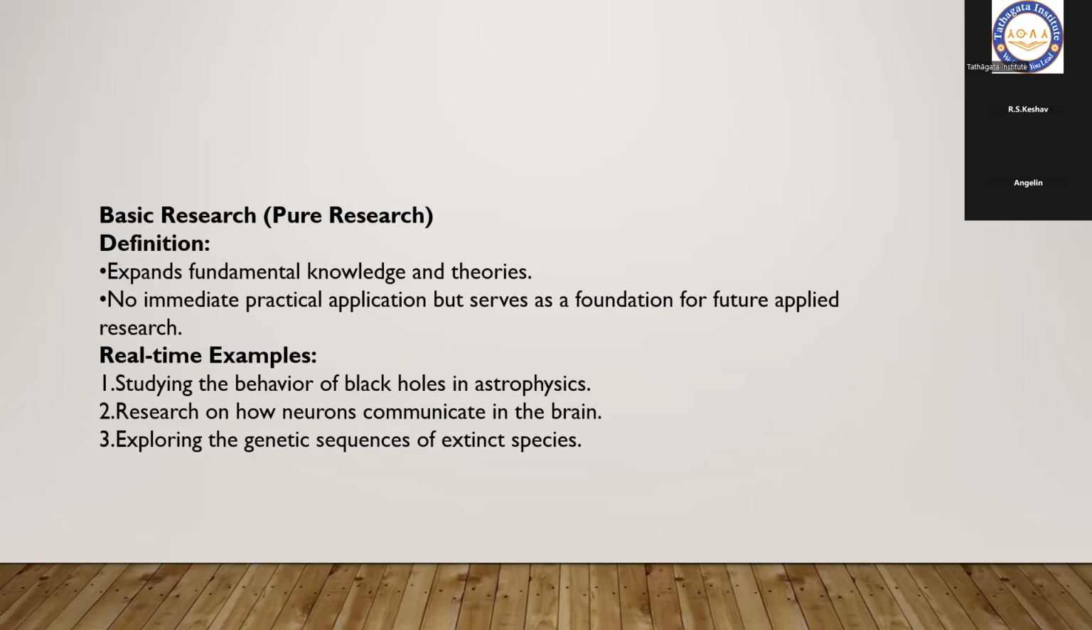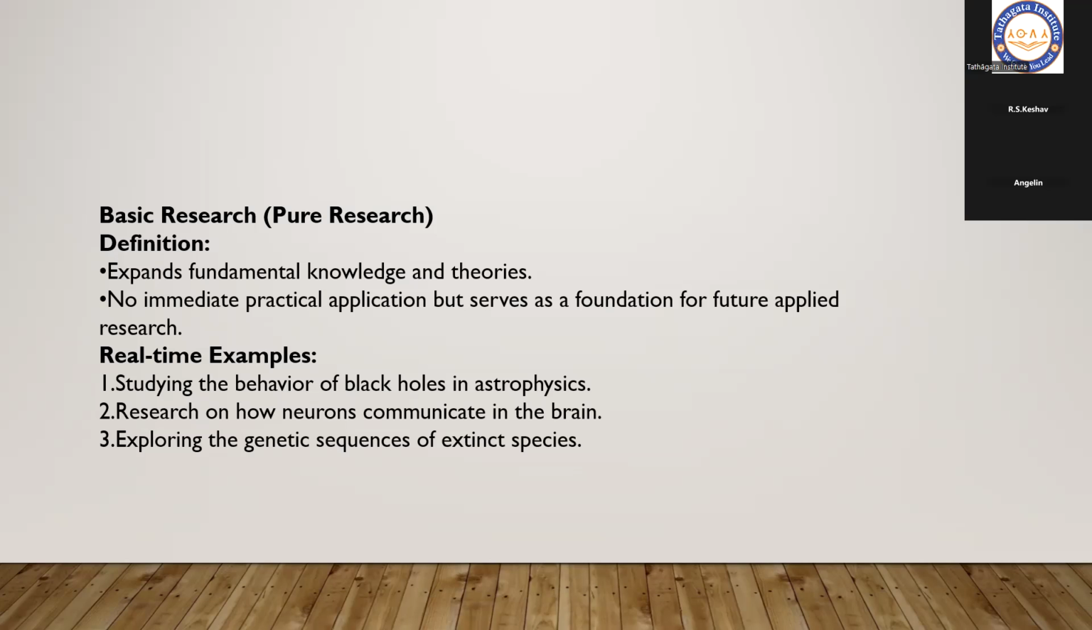An example is studying the behavior of black holes in astrophysics. It is basic research where we gain fundamental knowledge and apply the theories which are already available. Immediate application need not be done, or it is not practically done during the tenure of research. Other examples are research on how neurons communicate in the brain, exploring the genetic sequences of extinct species, or simply studying how memory works. All these are real-time examples of basic research.